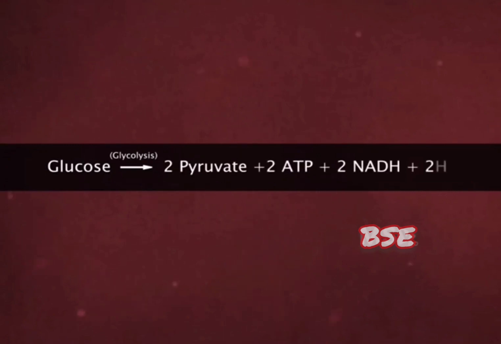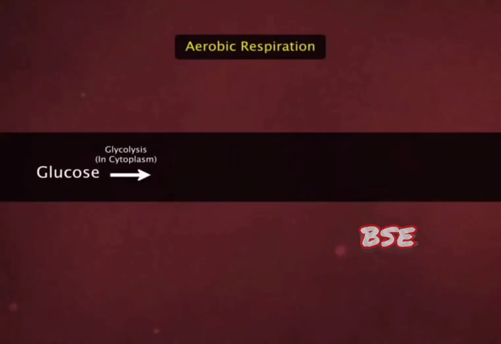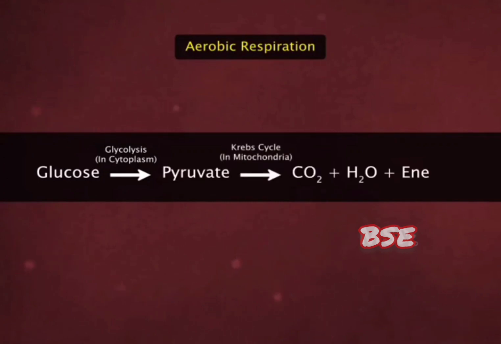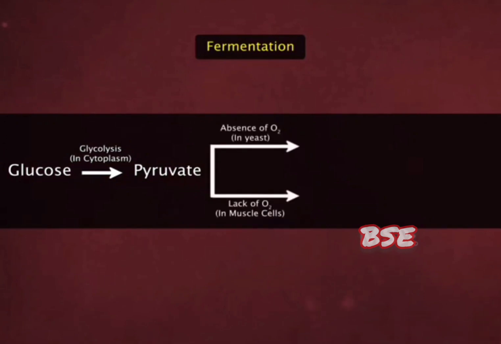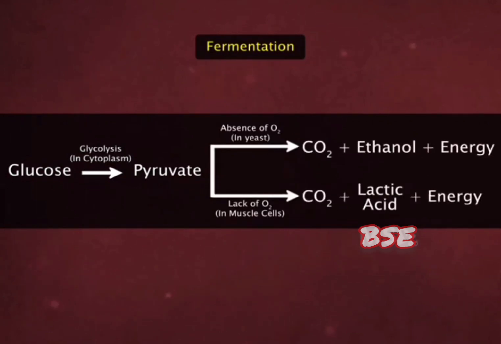The end product of glycolysis is 2 molecules of pyruvate, 2 molecules of ATP, 2 NADH molecules, and 2 hydrogen ions. In aerobic respiration, this pyruvate or pyruvic acid enters mitochondria for complete oxidation. But in fermentation, this pyruvic acid undergoes partial oxidation. It is either converted to alcohol or lactic acid in the cytoplasm itself.